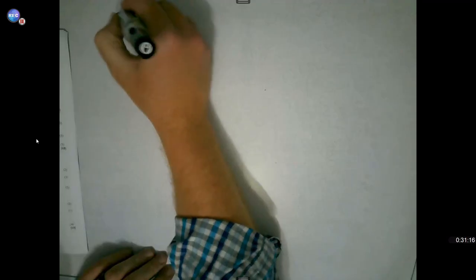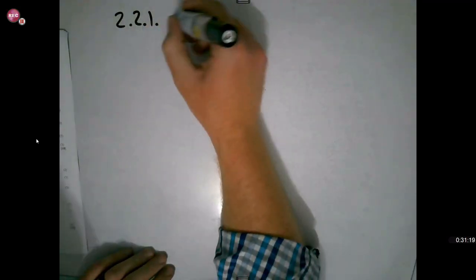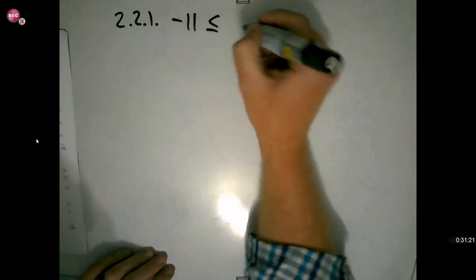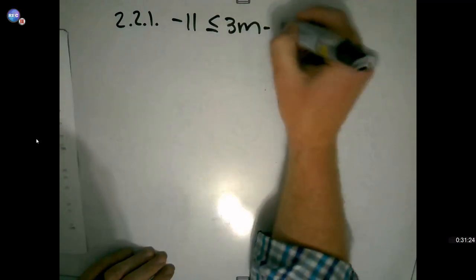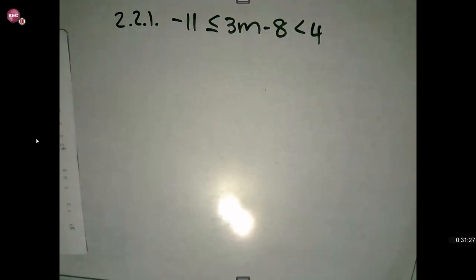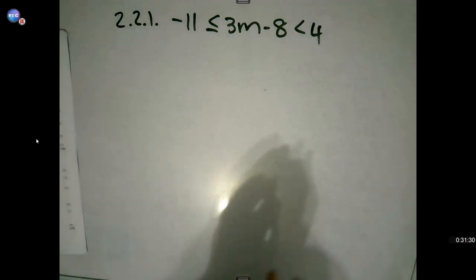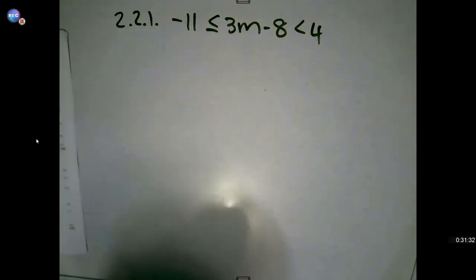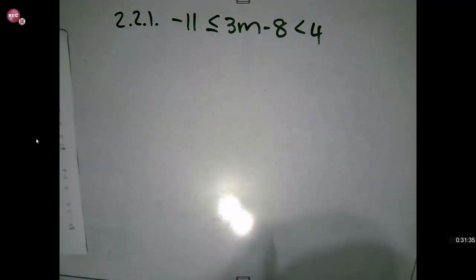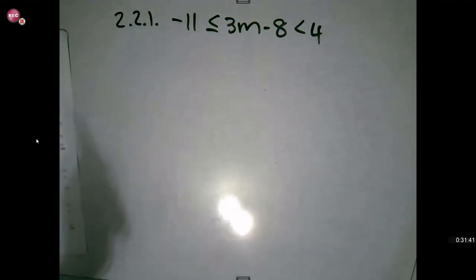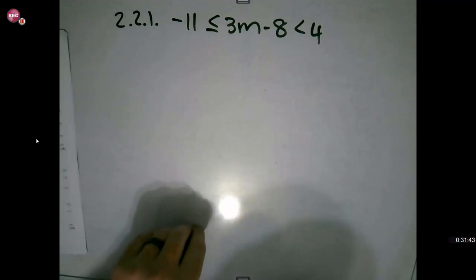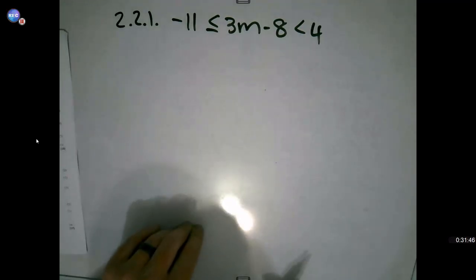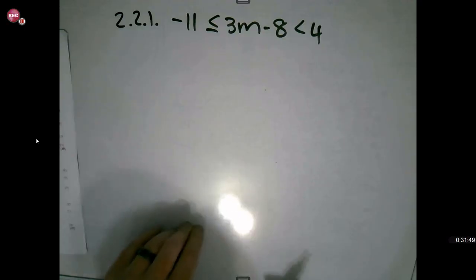So, 2.2.1, negative 11 is less than 3m minus 8, which is less than or equal to 4. That's the inequality they give to you. Your main objective is to get rid of every single thing that's in the middle except the variable, because at the end of the day, you are going to have to draw a number line, or they're going to ask you to write down the number of integers that satisfy the inequality.